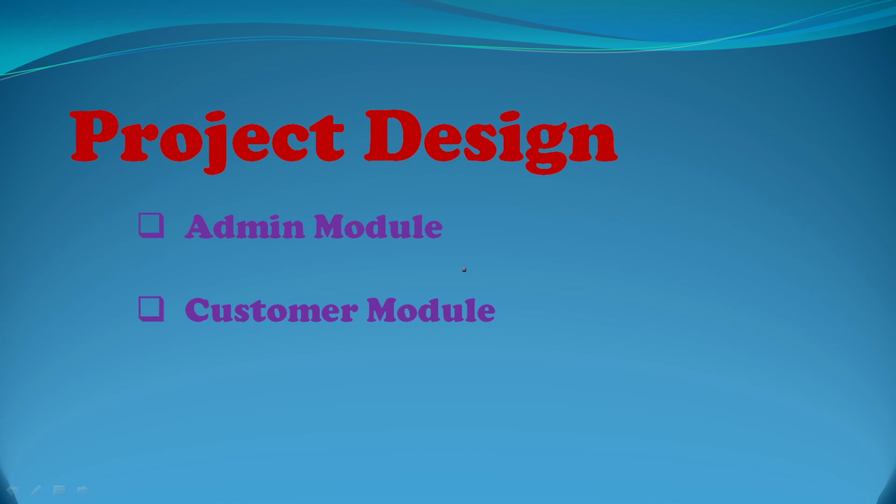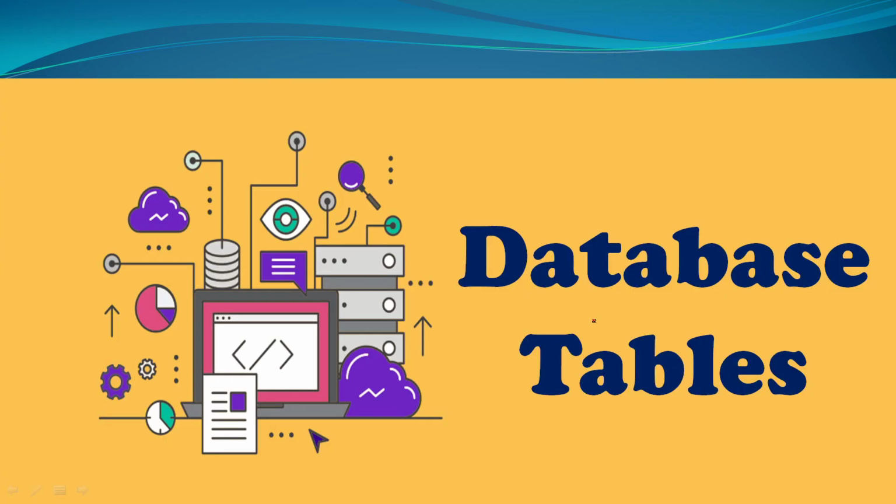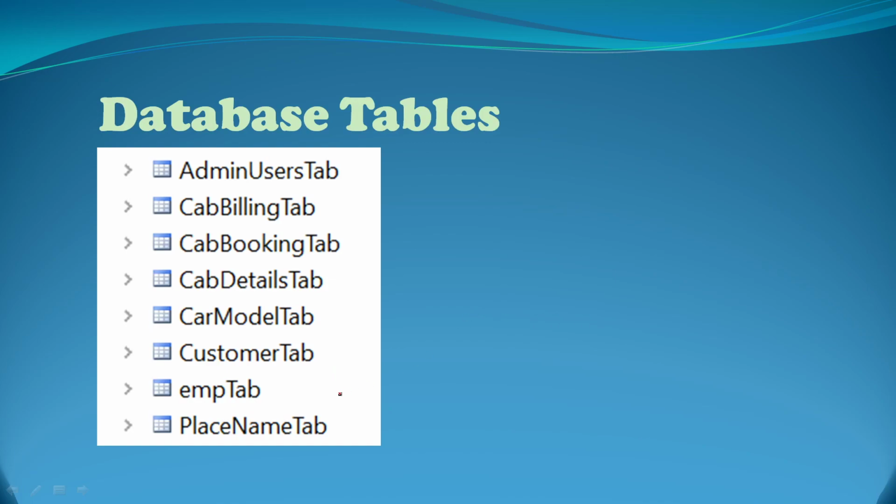Project design. As we said, there are two modules: one is the admin module, the other is the customer module. Database tables. Here we are using 8 tables: admin users table, cab billing table, cab booking table, cab details table, car model table, customer table, and then place name table.